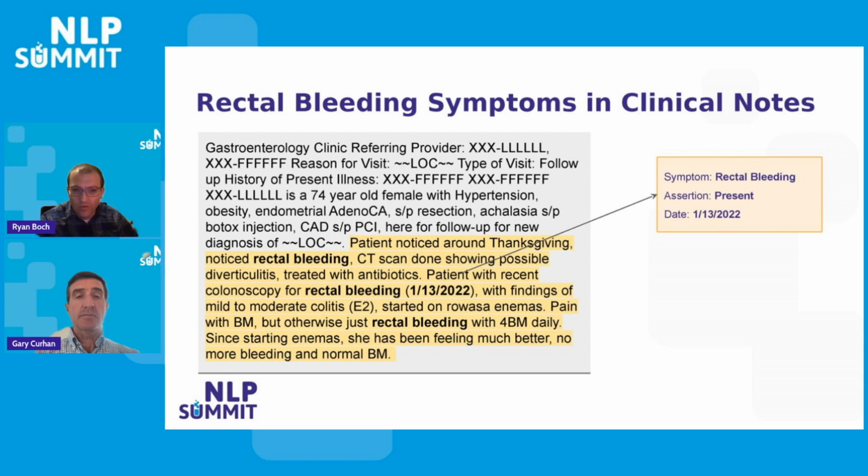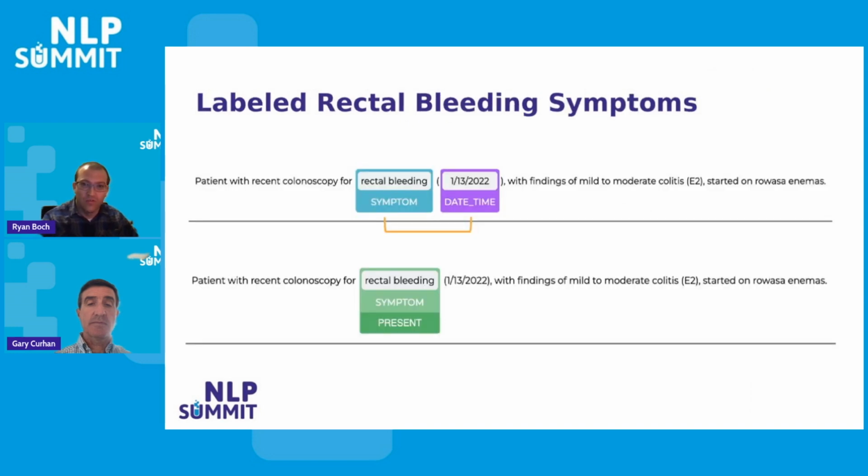Here's an example of a note that contains some mentions of rectal bleeding along with a date. This is just a snippet of the note. Some of these clinical notes can be very long, but what we really need to get out of this is the symptom, the assertion, and the date. So as we walk through this, we're going to see we need to go to really a labeled data set.